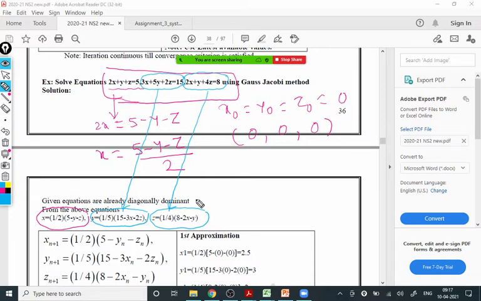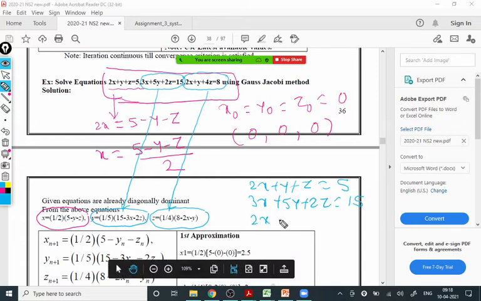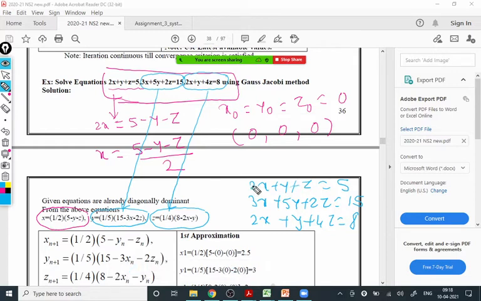Now what is the meaning of diagonally dominant? Whenever you write the system in matrix form, or if you write the equations below each other, like 2x plus y plus z equal to 5, that is the first equation. The second equation is 3x plus 5y plus 2z equal to 15. And the last, 2x plus y plus 4z equal to 8. So we have three equations for these three unknowns, and you will observe in the first equation the coefficient of x is larger than the coefficients of y and z.